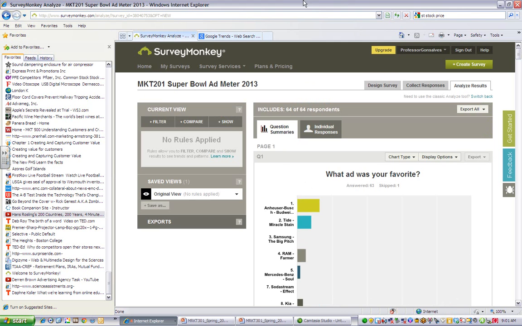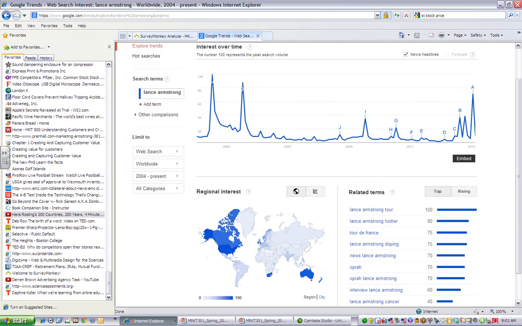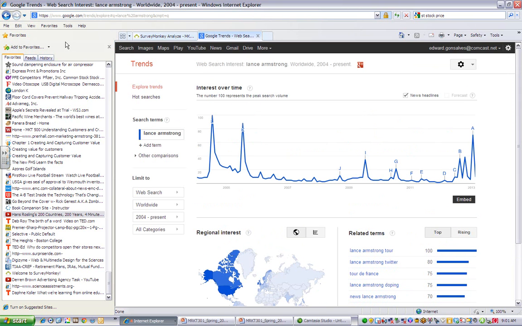We talked about trends before. If you're trying to do some research, just check out, you go to google.com/trends, and then you get a really interesting service. It doesn't give you super amounts of information. For instance, I put in Lance Armstrong here, and this gives me an idea of what engagement there has been in that particular term on Google.